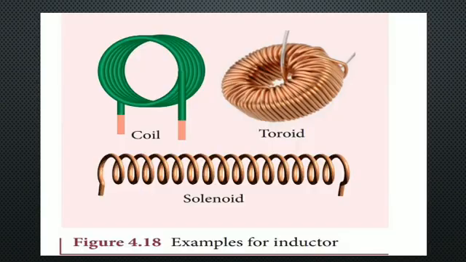See these types of inductor coil. This is an insulated copper coil, this is a toroid, this is also a coil, and this is also a solenoid. So these are the types of inductor coils. When the current flows through the coil, a magnetic field is produced around the coil, and at that time it acts as a magnet.